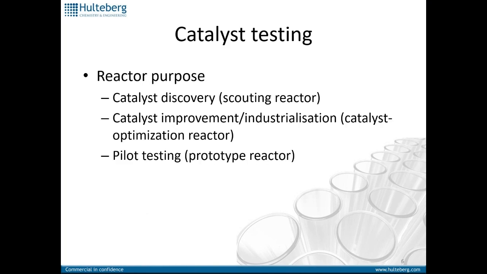So we choose the reactor depending on what we want to do with respect to testing. If our purpose is catalyst discovery, so finding new catalysts for a reaction, we will most likely use a scouting reactor. Once we've found a suitable catalyst, we will move that up in size with respect to both reactor diameter and catalyst volume in what we refer to as a catalyst improvement or industrialization reactor, so a catalyst optimization reactor type. Then finally, we want to do some kind of pilot testing, and that's normally done in a prototype reactor.